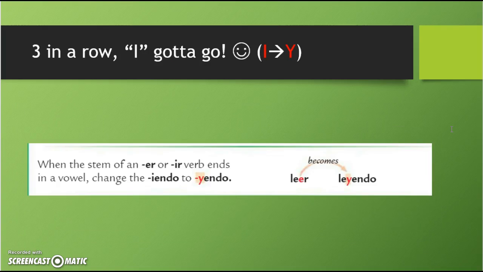Couple irregularities to keep in mind. Three in a row, I's got to go. When you have three vowels in a row and you have an I, that I is going to need to change to a Y. So when you have the stem of an ER or IR verb and it ends in a vowel sound, for example, the verb leer, I have a vowel before I'm changing my ER to IENDO. So I can't have leiendo. It just sounds sloppy. And in Spanish, we want everything to be suave. So again, if I substitute that I for a Y, leyendo, mucho más suave.